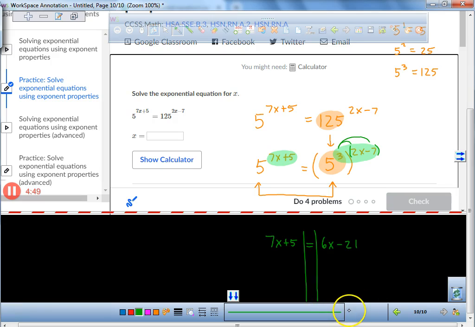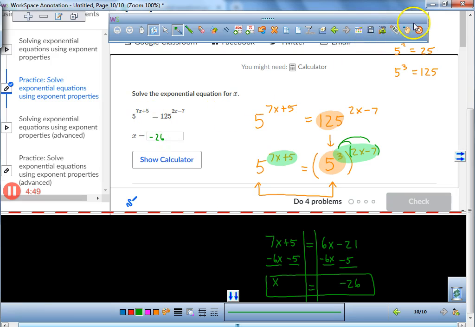So what would I do to solve for x right here? I would take away 6x from this side and 6x from this side. I'm left with x. I'd have to take away 5 from this side, take away 5 from this side, and I'm left with negative 26. So in this particular problem, what does x end up becoming? Negative 26. And that's what I'm going to type in right here.